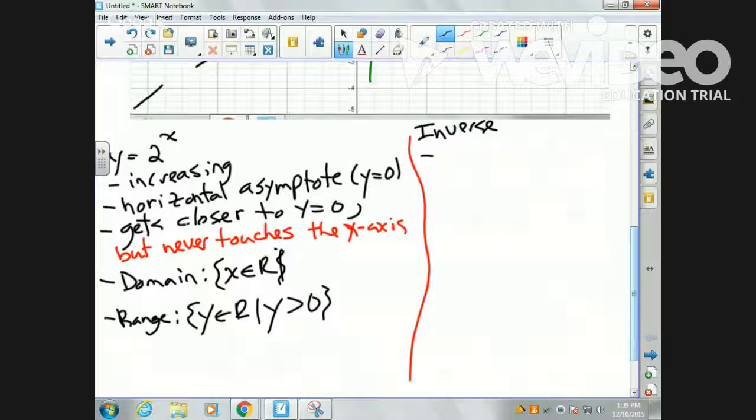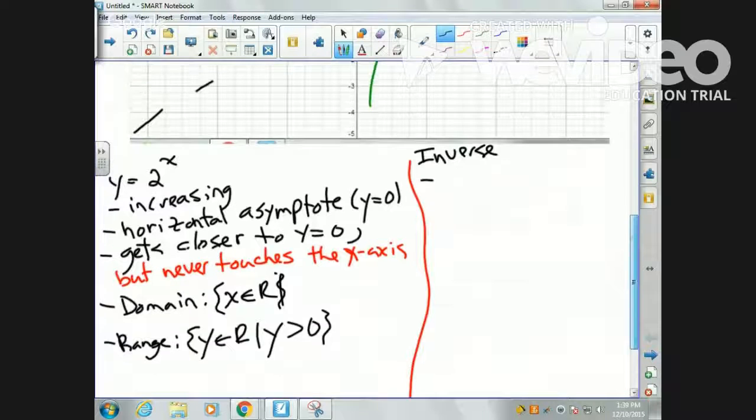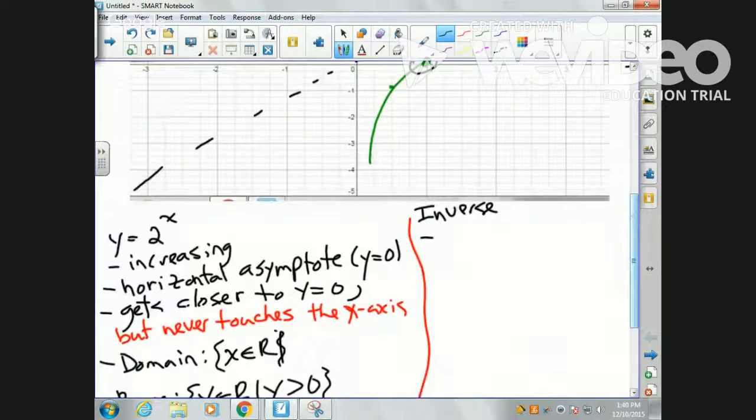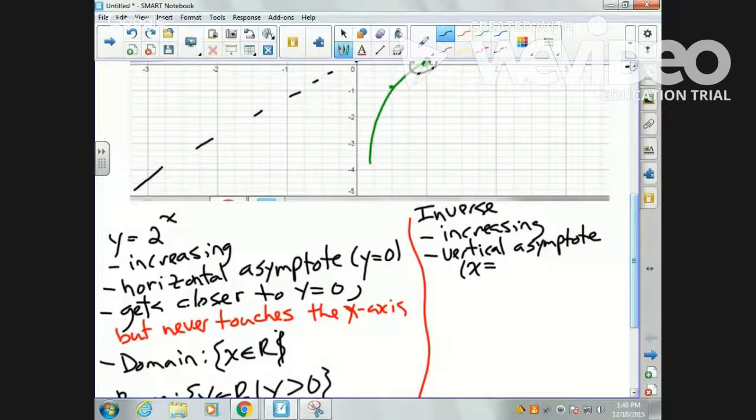So if you look at the graph here, you can see that in fact the green curve, pardon me, is still increasing. So the original function was increasing, the inverse is also increasing. This one has a vertical asymptote at x equals 0. And you can see that the graph gets closer to, but never touches the y-axis.